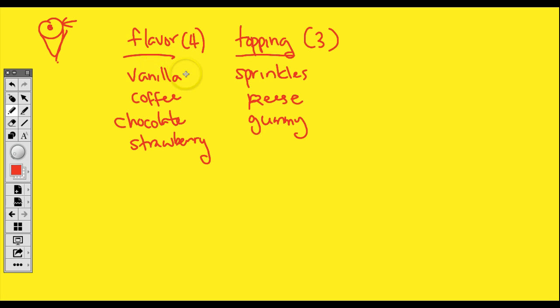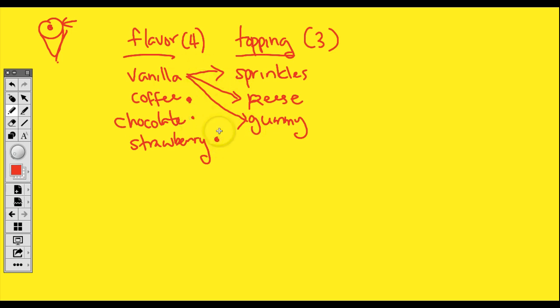Well, if I were to pick vanilla, I can only choose sprinkles, so that would be 1 kind of ice cream I can have. Or maybe I can have vanilla ice cream with Reese's Pieces, okay? Or maybe I can have vanilla ice cream with gummy bears. So how many different kinds of ice creams can I make with just this vanilla flavor? Well, 3 different kinds, yeah? But the same thing goes for coffee as well. There's 3 different options, and for chocolate and for strawberry.